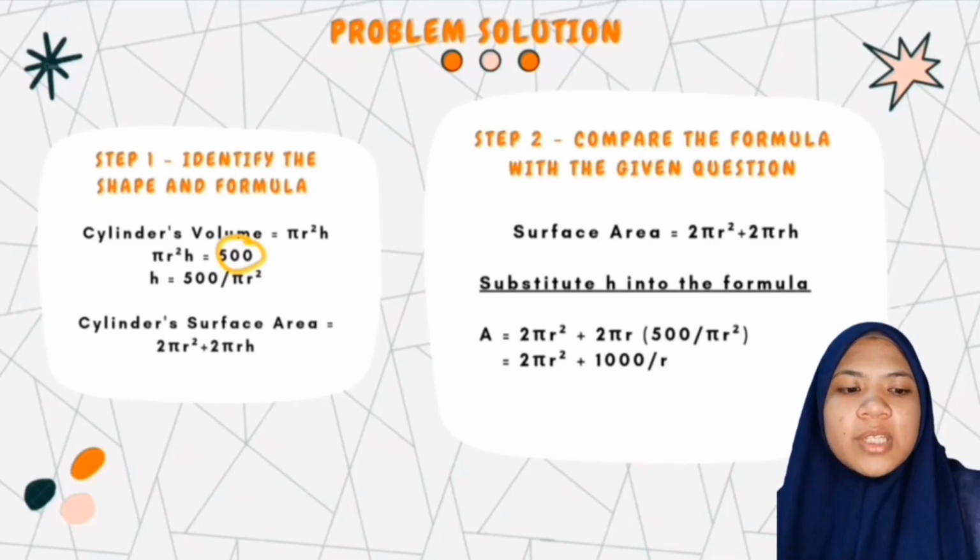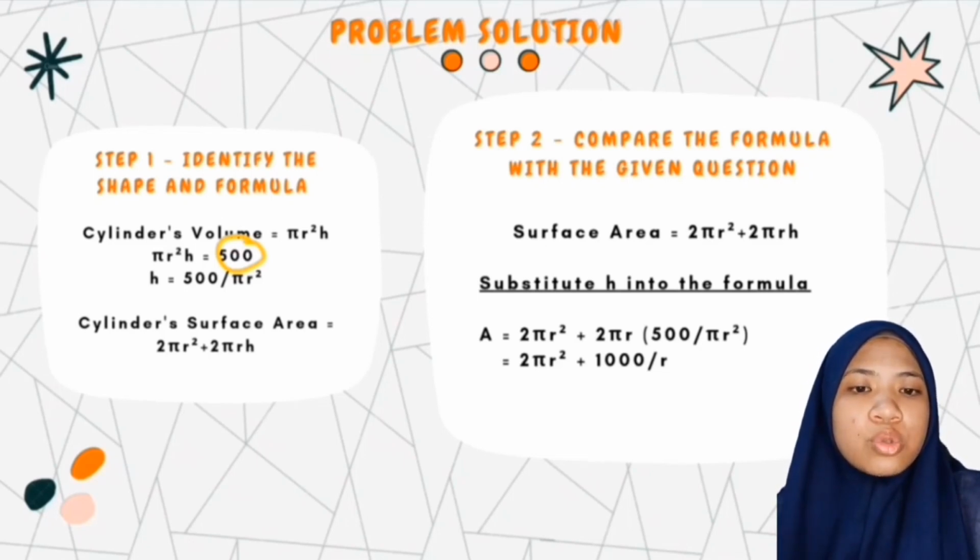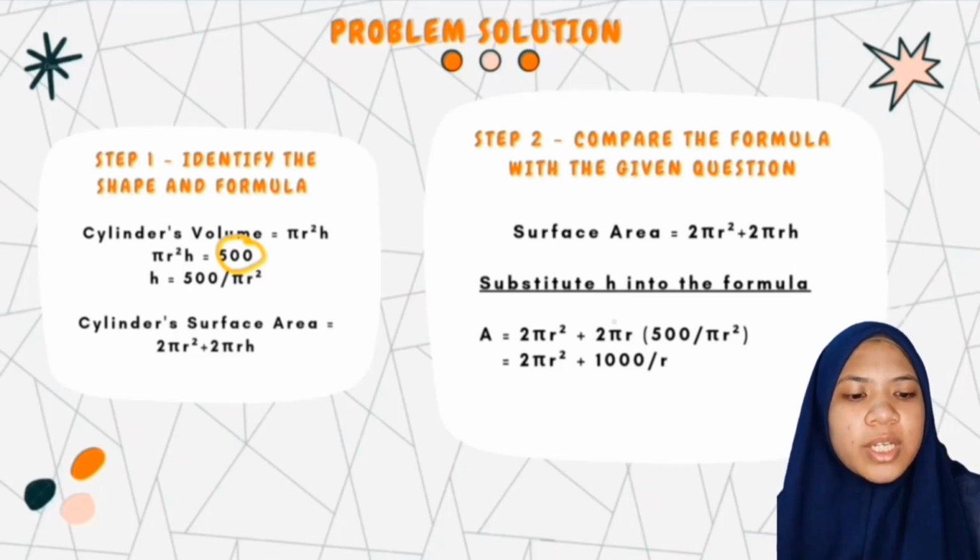So the next step, we need to compare the formula with the given question. Surface area equals 2 pi r squared plus 2 pi r h. The value of h, we need to substitute the value that we found just now. So A equals 2 pi r squared plus 2 pi r, the value of h, which was 500 over pi r squared.